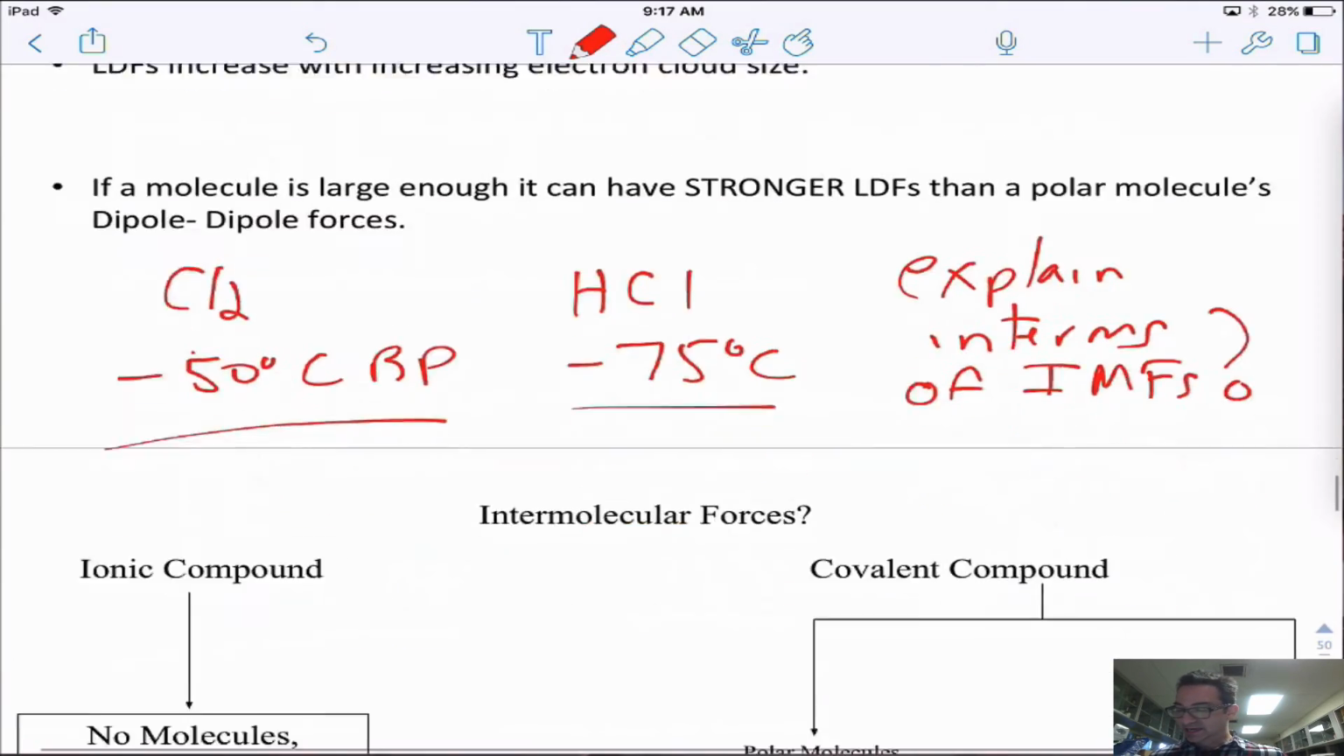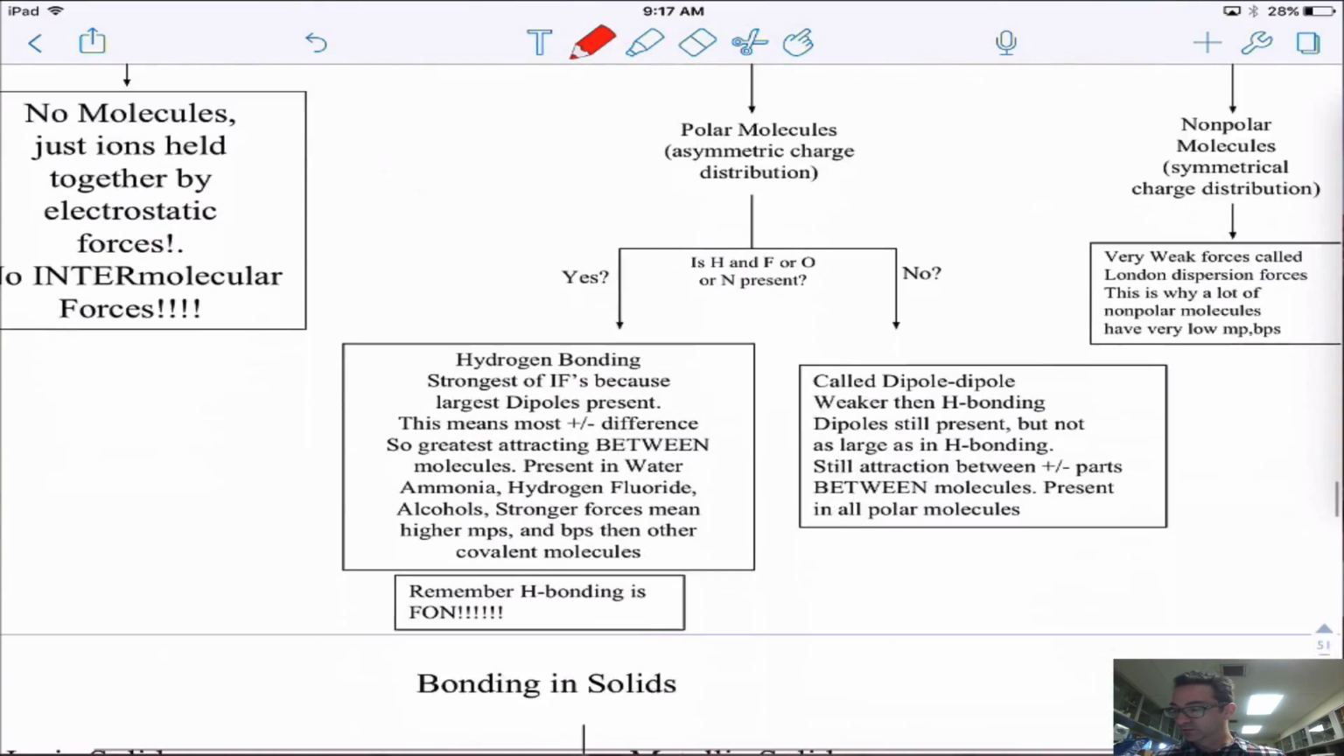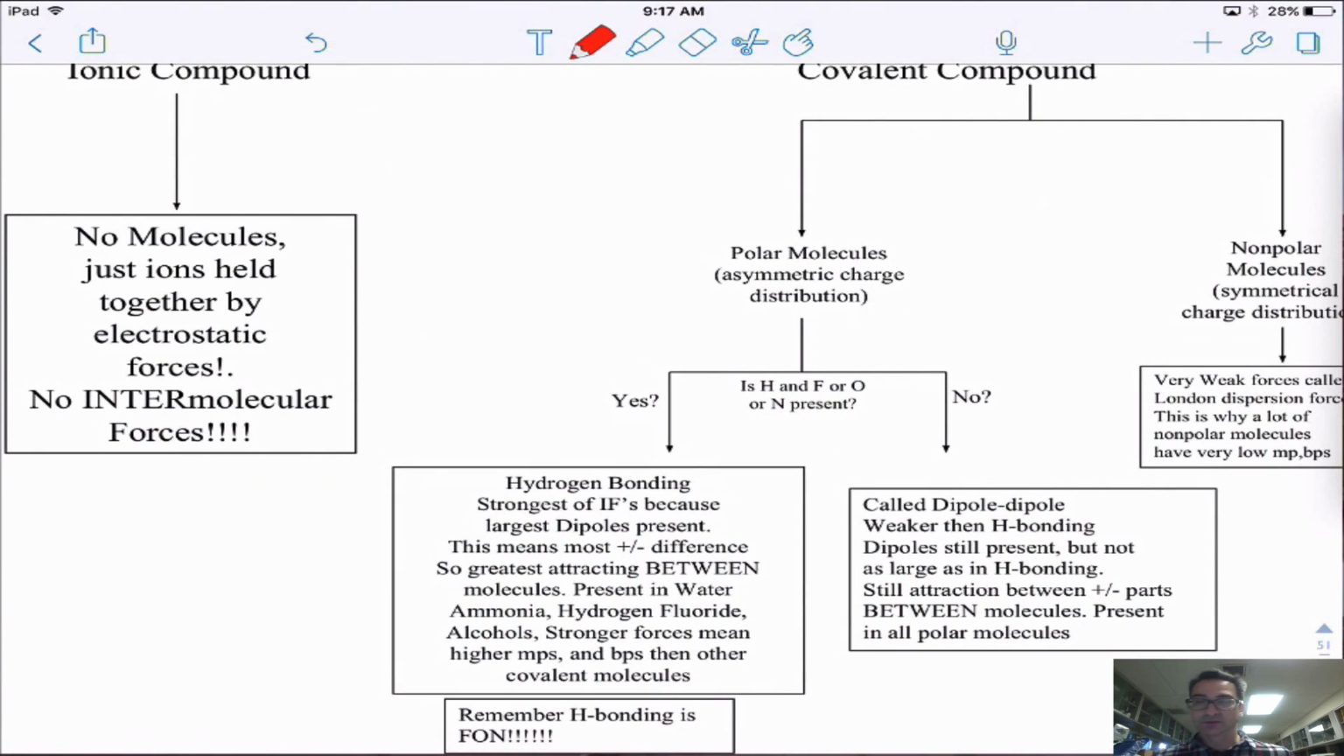Also, please take a second and look over the intermolecular force diagram here, and next time we'll do types of bonding in solids. All right, thanks so much for watching.